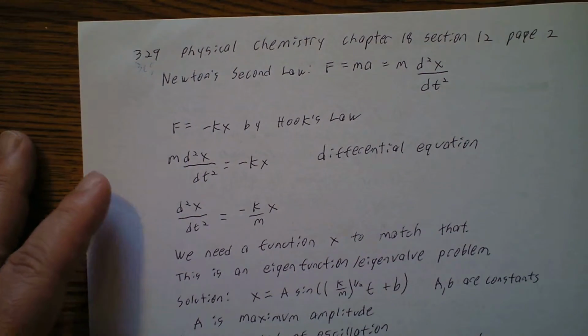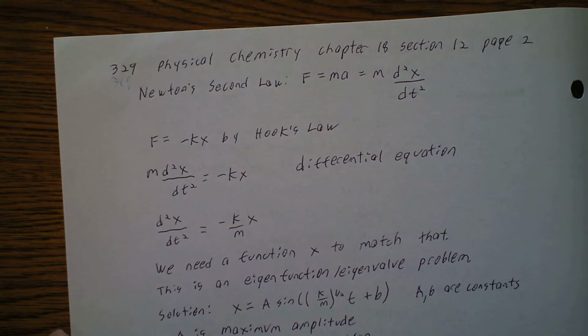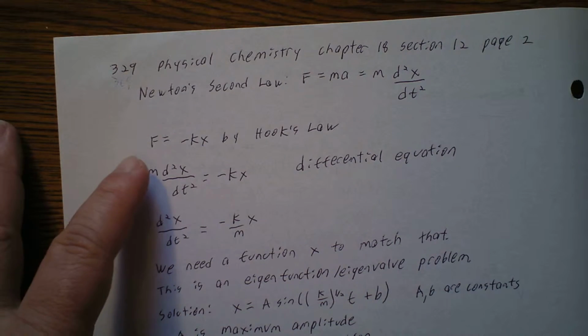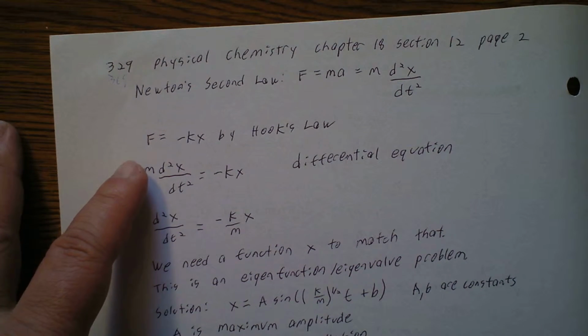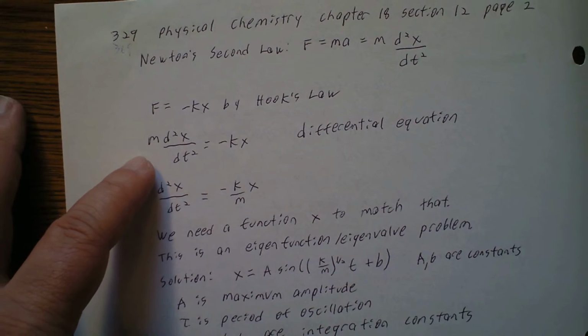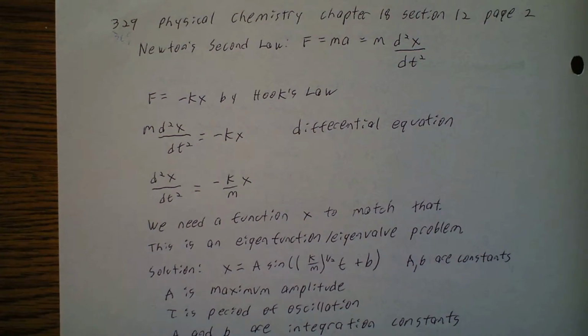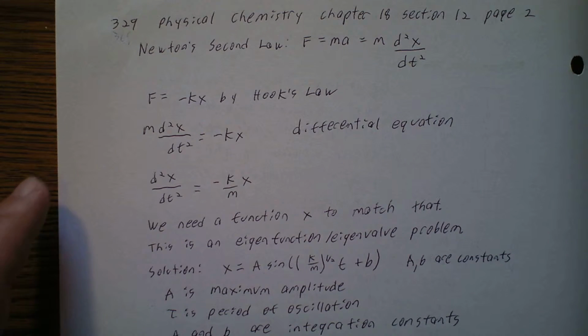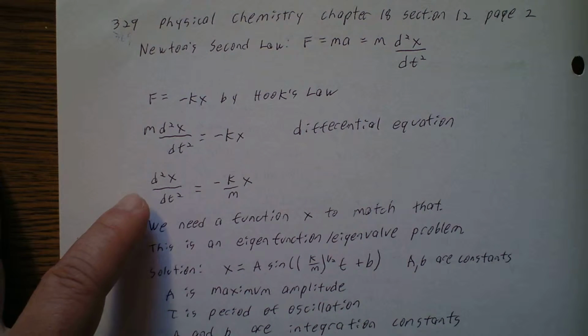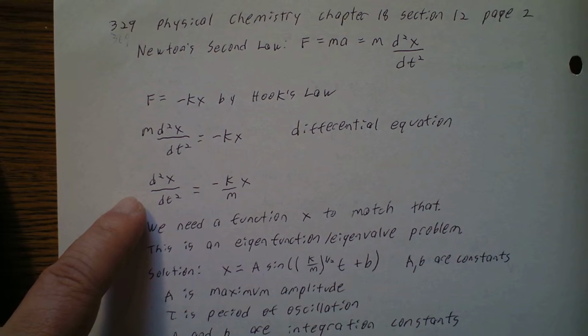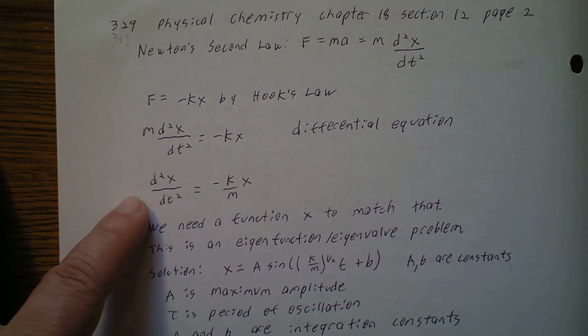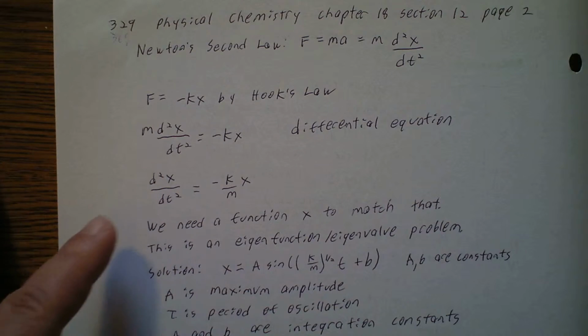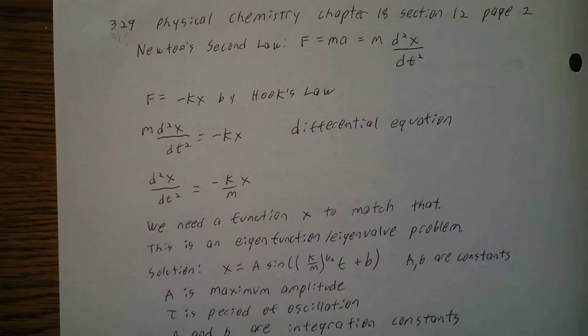Now Newton's second law is that F is equal to mass times acceleration, or mass times the second derivative of X with respect to time. And F is also equal to minus Kx by Hooke's law, for the spring example. So we get mass times the second derivative of X with respect to time is equal to minus Kx. Now this is a differential equation. We can move the mass over, so we get the second derivative of X with respect to time is equal to minus K over M times X.